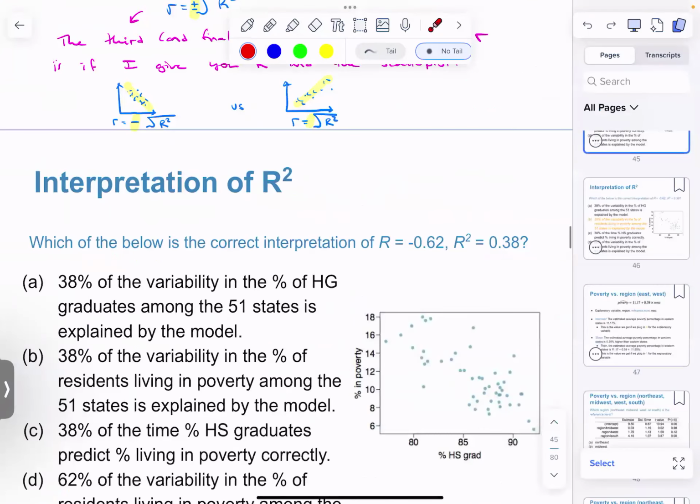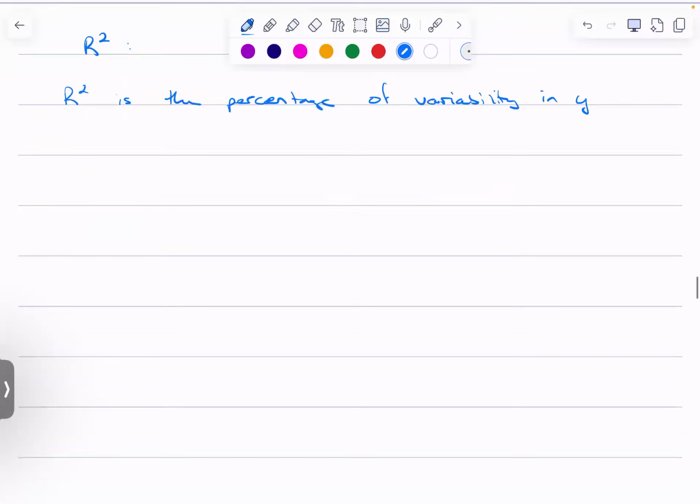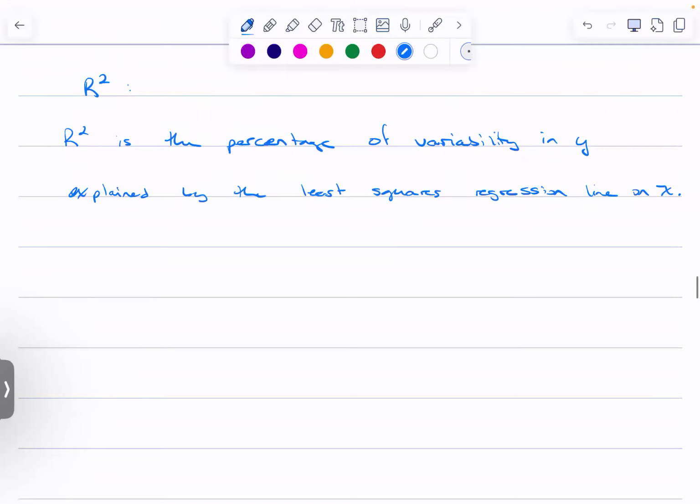Okay, but I want to add a page here. So R squared is the percentage of variability in Y explained by the least squares regression line on X. That's a big blurb to read, especially in the final exam, which is the first time that you'll be tested on this stuff, right?